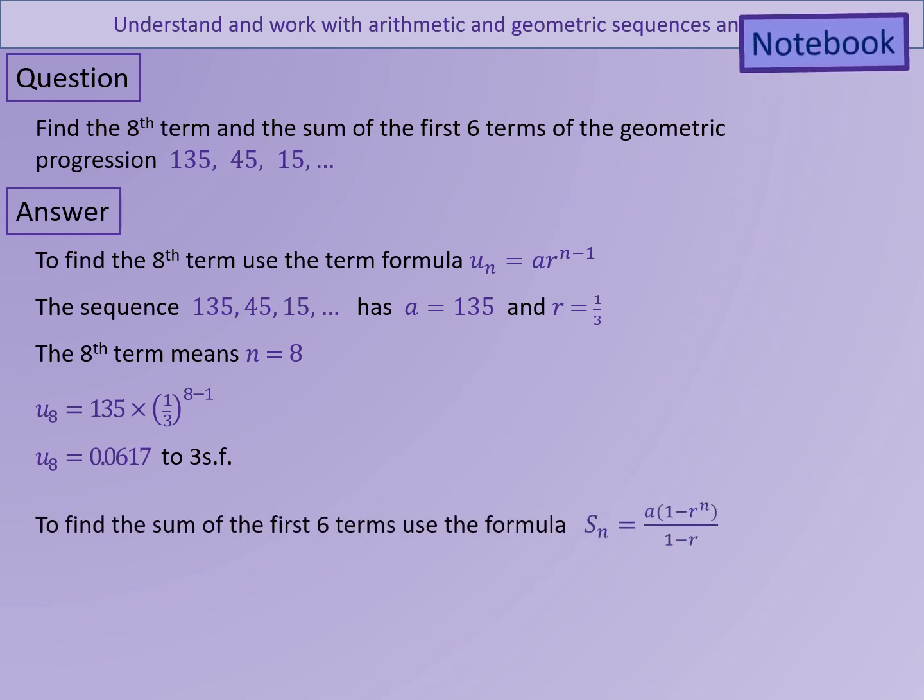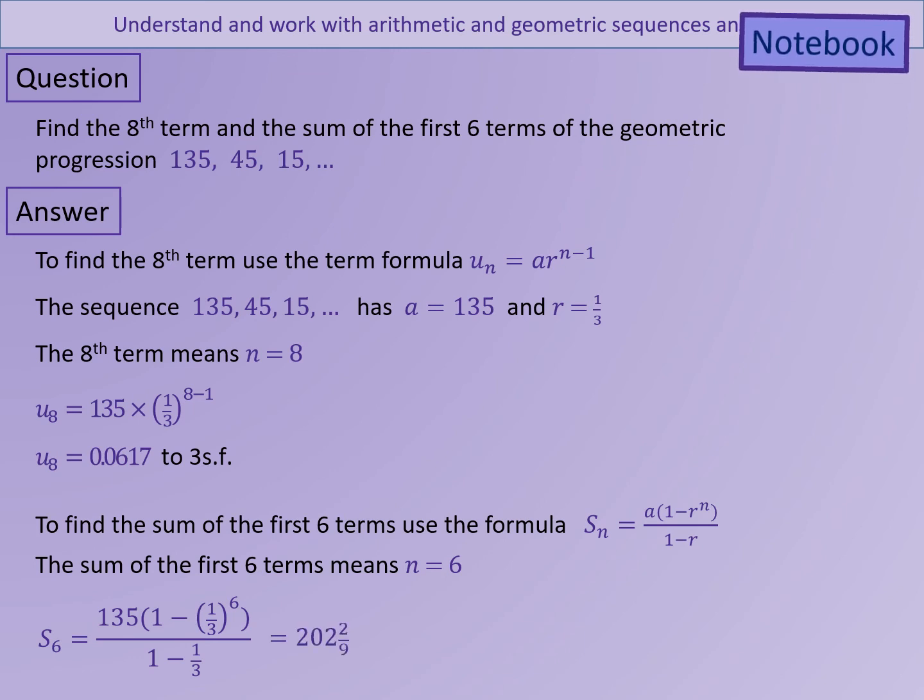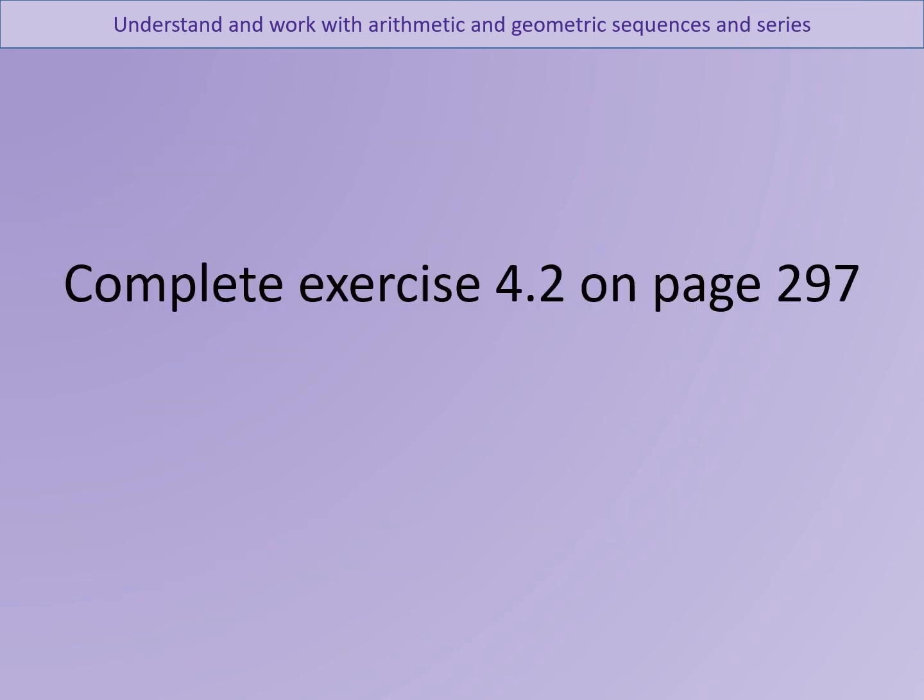Now to find the sum of the first 6 terms, we can use the formula from the formula book. Sn equals a bracket 1 minus r to the n over 1 minus r. If we substitute in a equals 135, r is 1/3 and n is 6, this gives us a sum of 202 and 2/9, or a decimal equivalent of that. Now complete exercise 4.2 on page 297.